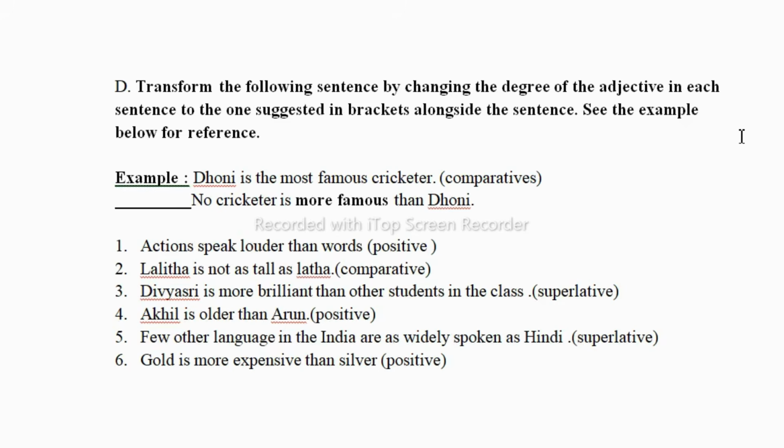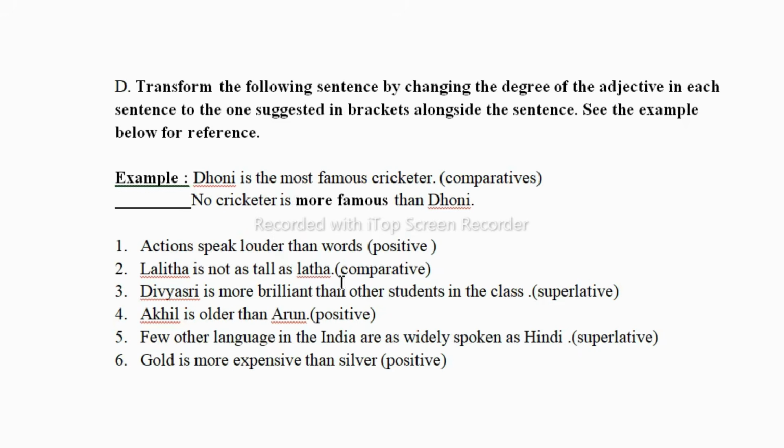In this sentence you can see we have the article "the" and the superlative degree. So whenever you see the article "the" along with the degree, that's a superlative degree. So here you need to change it to comparative, meaning this sentence is changed to the comparative degree: no cricketer is more famous than Dhoni. Whenever you see "than", there's a comparative degree. Whenever you see "the" plus the superlative, there's the superlative degree. And if you see "as" and a positive degree, that's the positive degree.